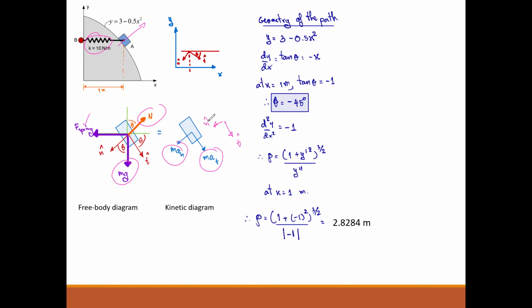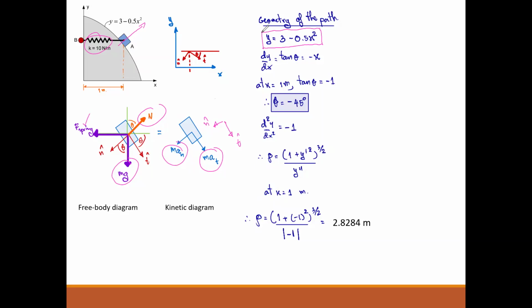It's always like this. In order to determine an, we use the curvature, right? So for this slide, we determine the curvature first. For this case, we have the path equation, that is the equation of path y equal to 3 minus 0.5 x squared.